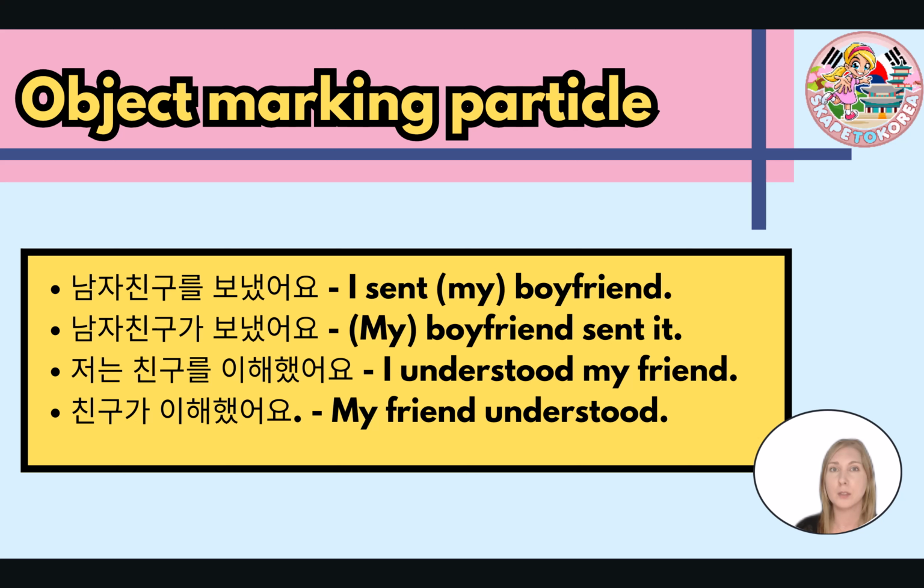저는 친구를 이해했어요. I understood my friend. So who understood my friend? I did. So I'm the subject. 친구, who did I understand? My friend. So 친구 is your object of the sentence, and 이해하다 is to understand. So 친구를 이해했어요. And then when you say 친구가 이해했어요, my friend understood. It was my friend that understood.